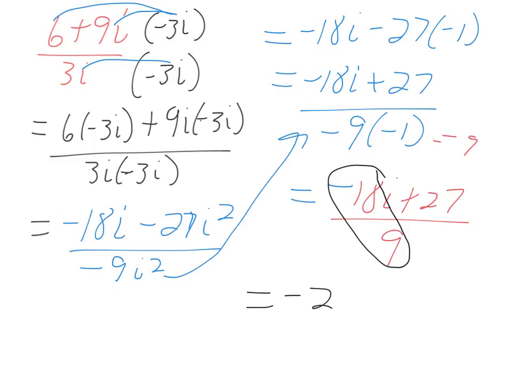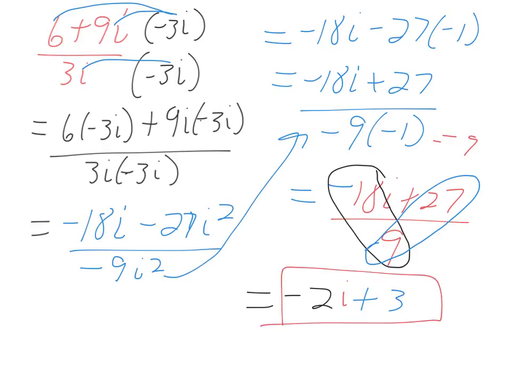And if I look here, that's going to simplify down to 3. And I can't forget the i's, sorry about that. And so then that would be my answer there. So it's something over the denominator, because the 9 goes into both of those, 2 times for the negative 18 and 3 times for the 27.